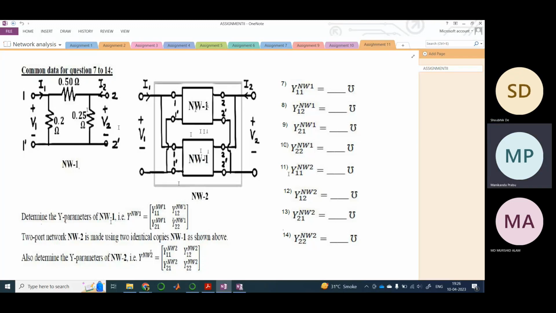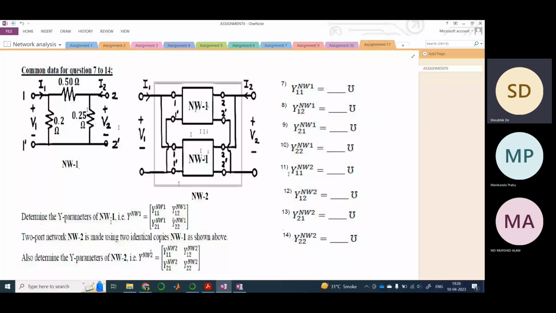Because current entering through each network is independent, sir. Yeah, it's correct. See, because it's visible now: the port one of both the networks. You see here one and one. This is connected to the port one of the outer circuit, right? And similarly, this one dash and this one dash are also connected together, right?